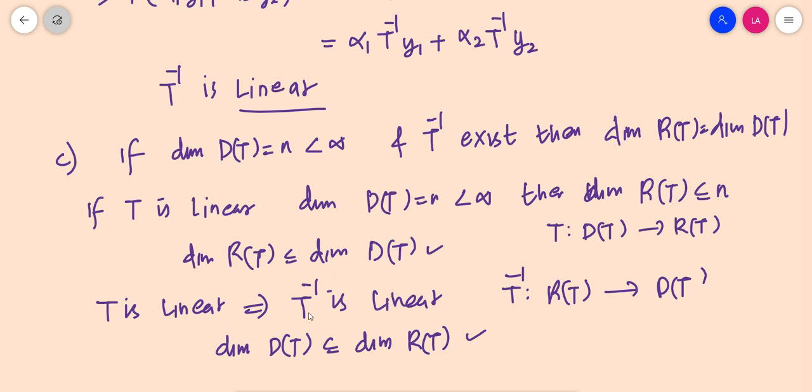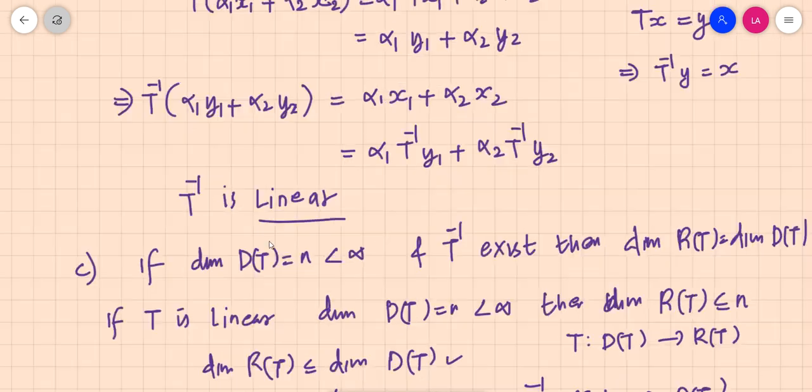And T is linear implies T inverse is linear. From the first part, we have dimension of R of T is finite. And now applying the previous theorem, we get dimension of D of T less than or equal to dimension of R of T. So now applying these two conditions, we get dimension of D of T is equal to dimension of R of T. So we have established all three properties of the inverse.